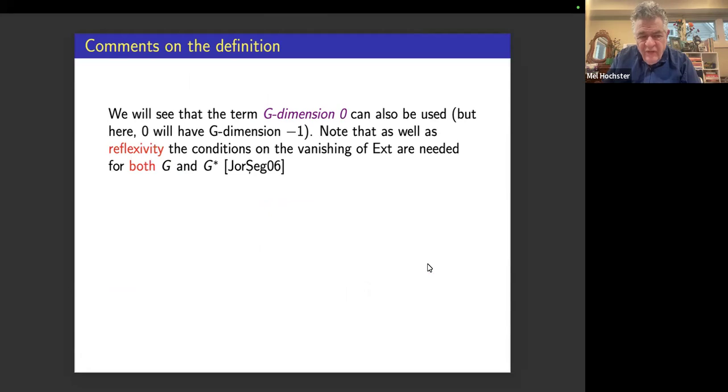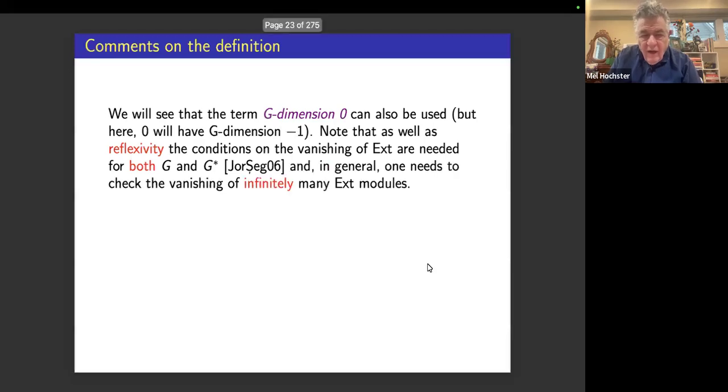The reflexivity condition and the vanishing of Ext for both G and its dual are needed by a result of Jorgensen and Sega. In general, one needs to check the vanishing of infinitely many Ext modules, even over an Artin local ring.